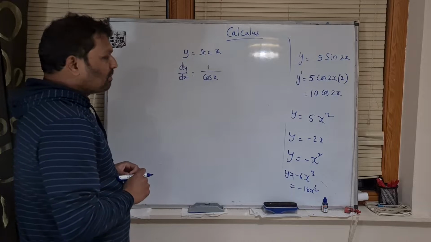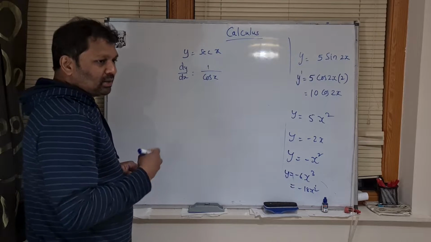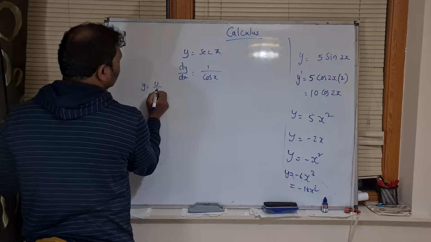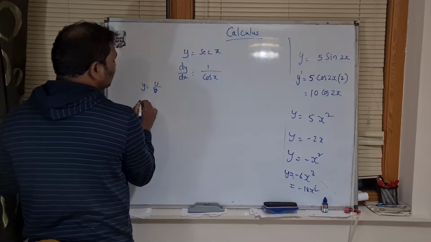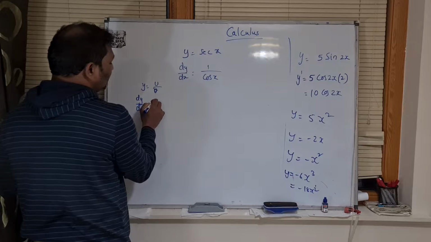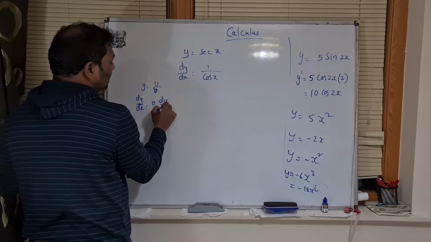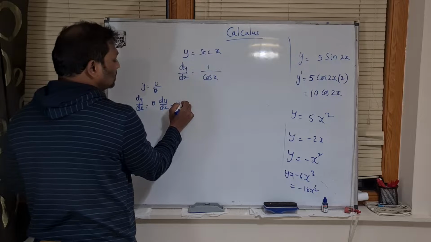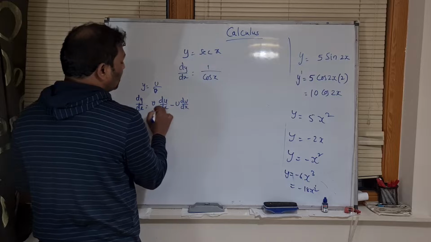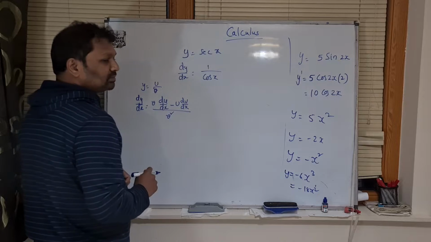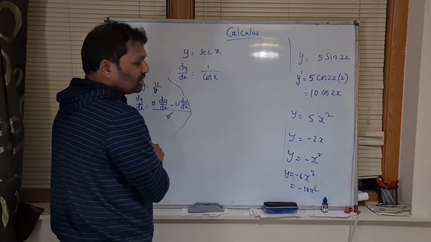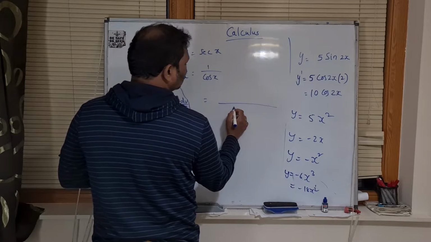If a function is in the form of u by v, then you can differentiate it. What is the formula for u by v? Say y is equal to u by v, where u is a function of x and v is a function of x. In that case, dy by dx is equal to v into du by dx minus u into dv by dx, all divided by v square. The same formula you apply here. So it's going to be cos square x.